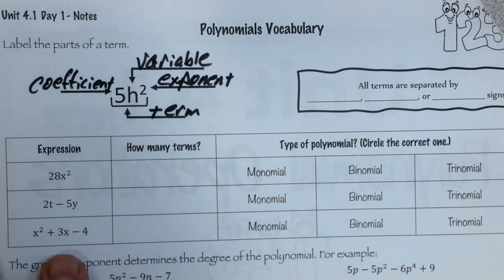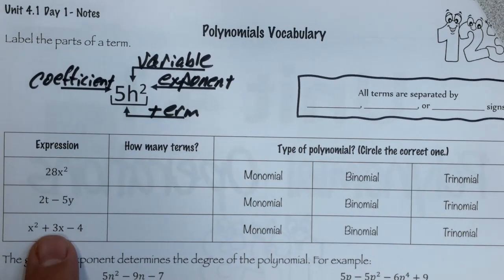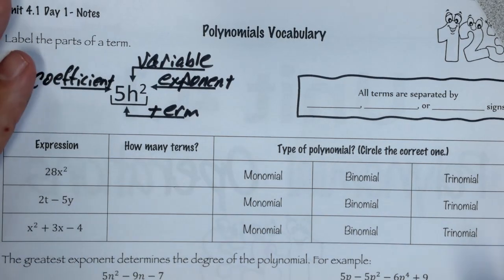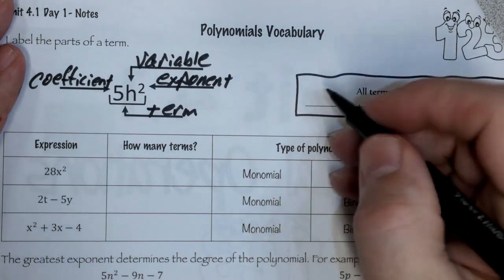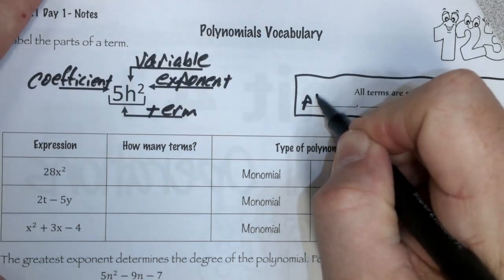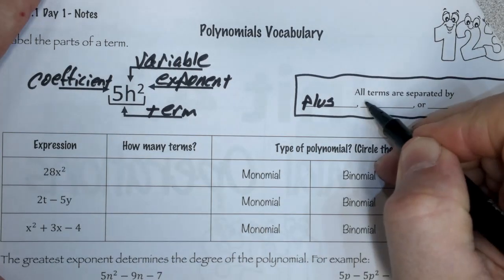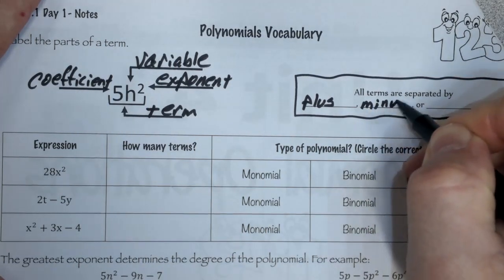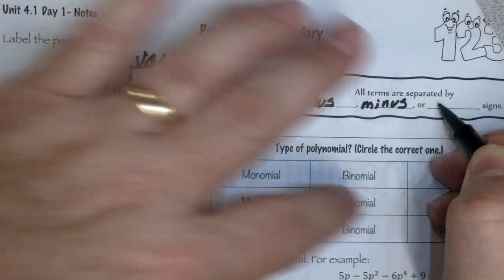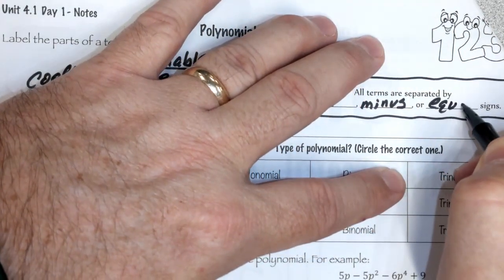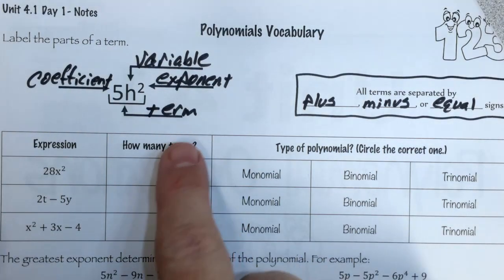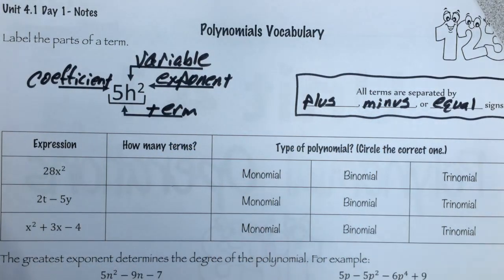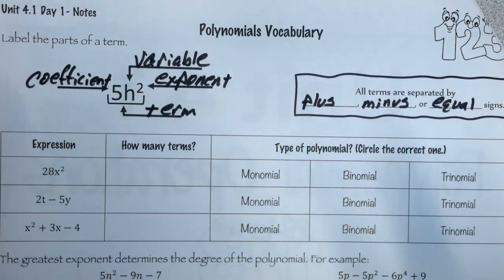Now when we're looking at a polynomial, here is a polynomial: 2t minus 5y. Notice the terms are all separated by a plus sign, minus, or equal. So polynomials are made of terms separated by plus, minus, and equal.